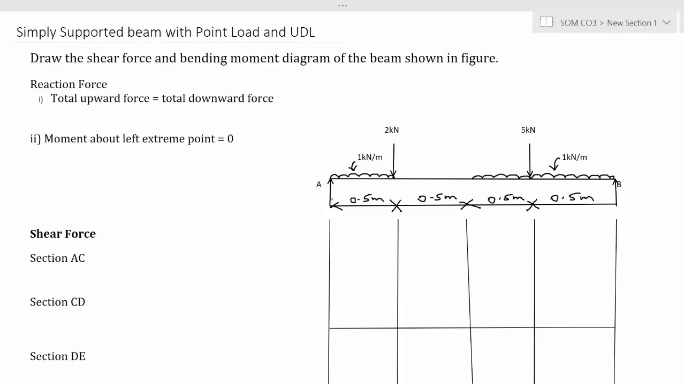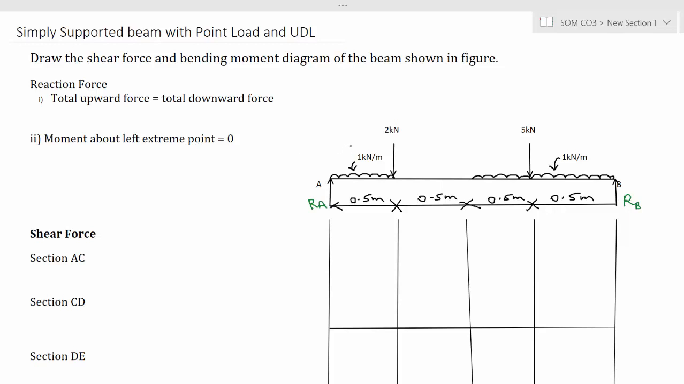To draw the shear force diagram, first we have to calculate the reaction forces. Since the beam is supported at two ends, it has two reaction forces, one is RA and the other one is RB. To calculate the reaction forces, we have two equations. The first equation is total upward force is equal to total downward force, and the second equation is moment about the left extreme point is equal to 0.